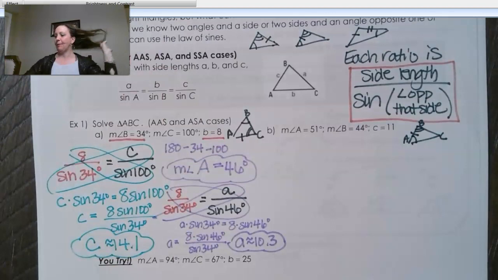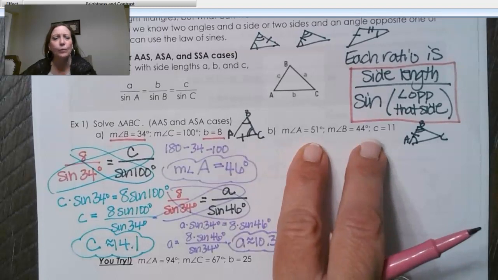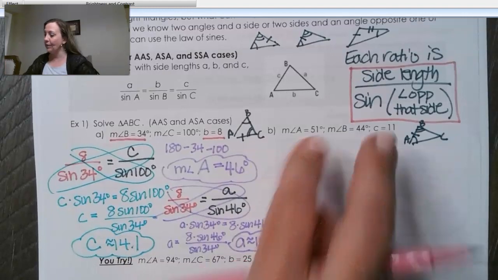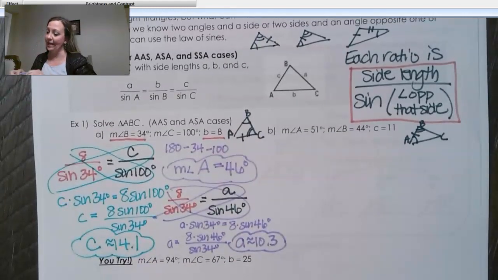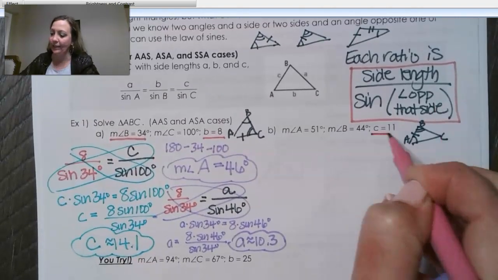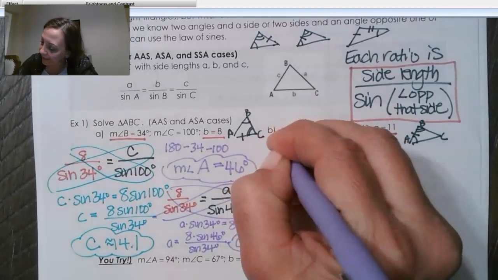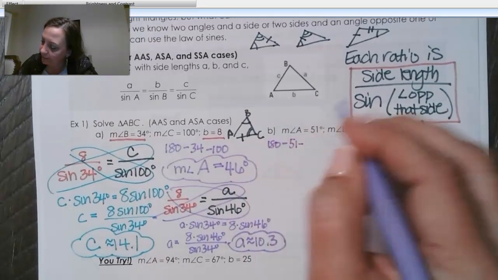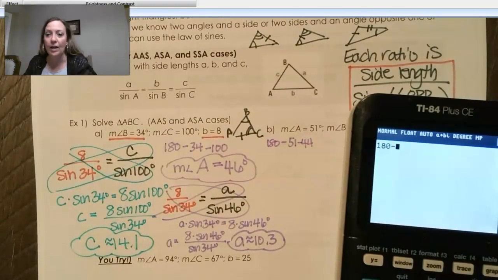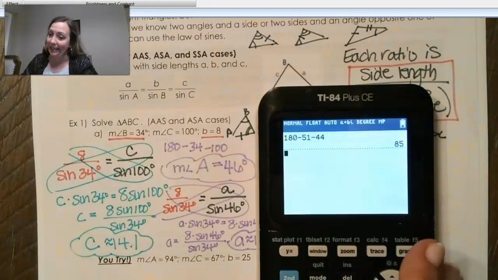Now, in our last problem, we had an angle and a side that we could set up a ratio with for our proportion, but we don't have that this time. Or do we? Remember that we know two of the angles. So in order to set up our proportion with side C, we need to know angle C. And so to find that, we'll take 180 minus angle A, which is 51 degrees, minus angle B, which is 44 degrees. And when we subtract, we find that the measure of angle C is 85 degrees.